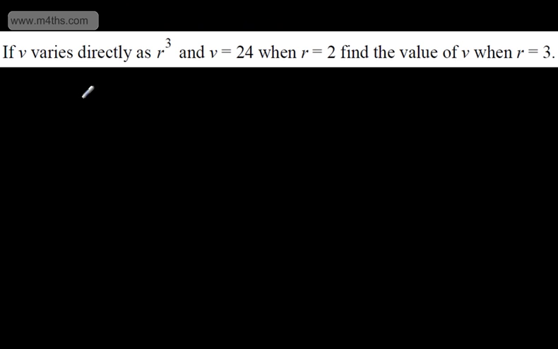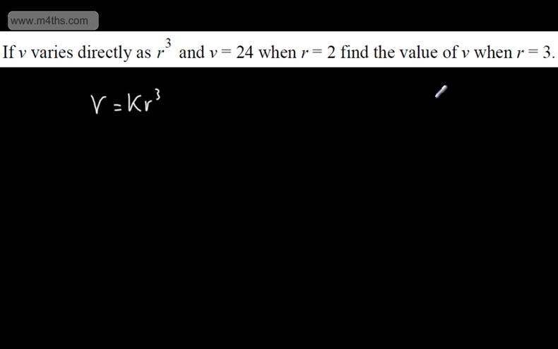Okay, this one says if v varies directly as r cubed and v is equal to 24 when r is equal to 2, find the value of v when r is equal to 3. Okay, this is a case of direct proportion, but we've got a cubed term. So I can simply write this now as v is equal to k r cubed.